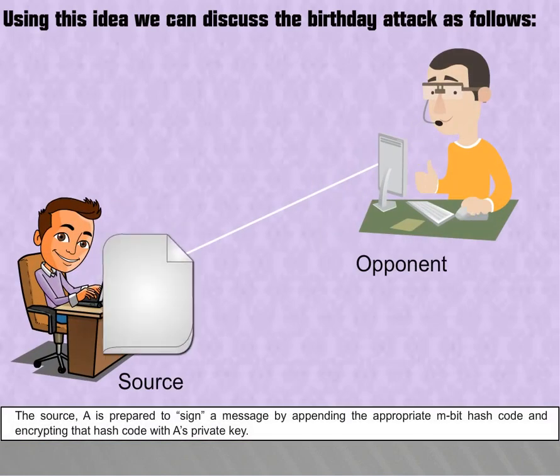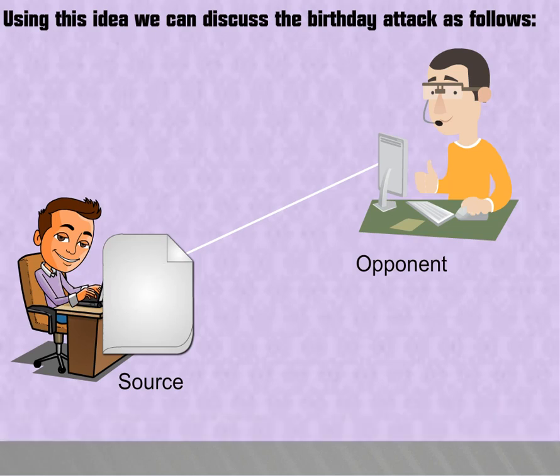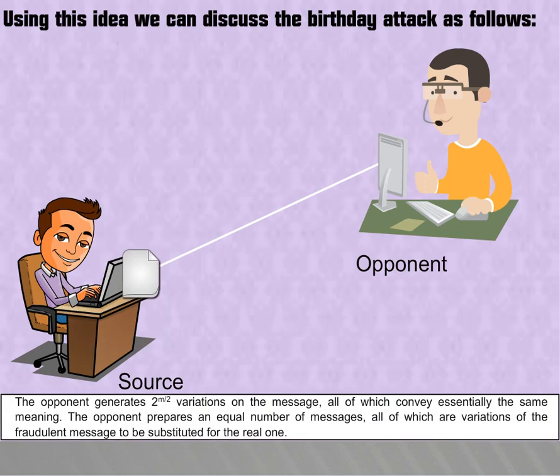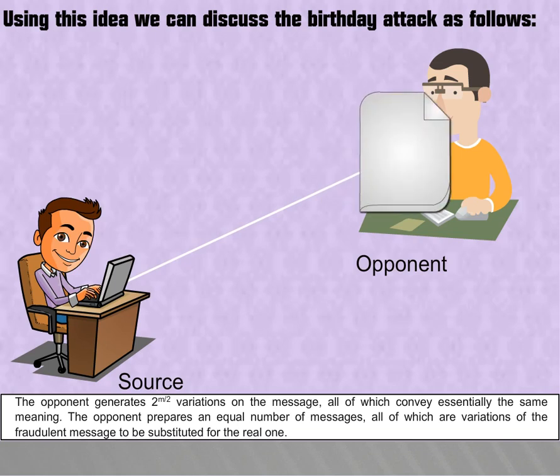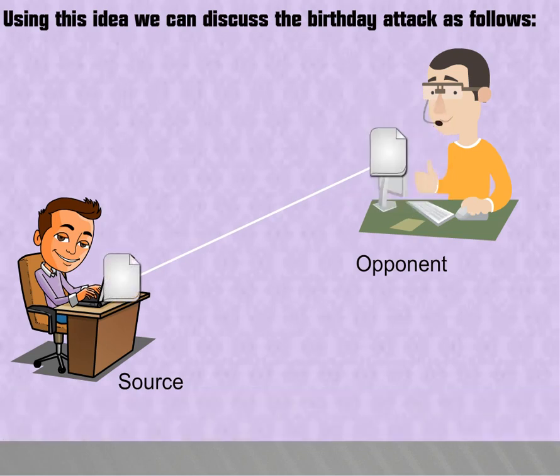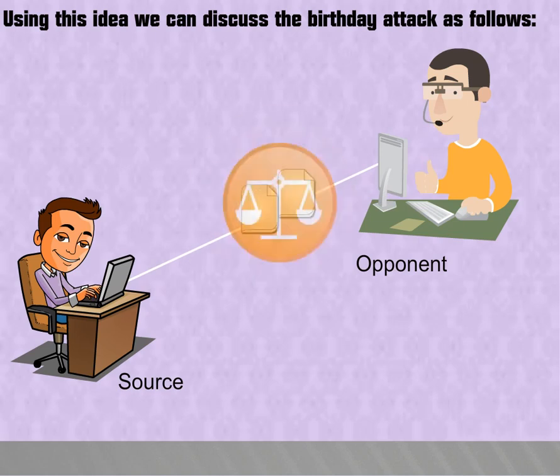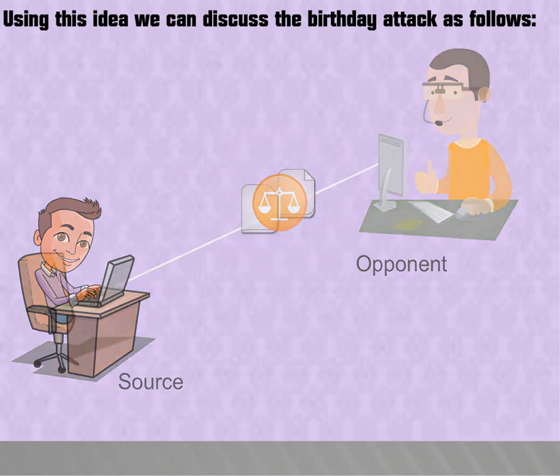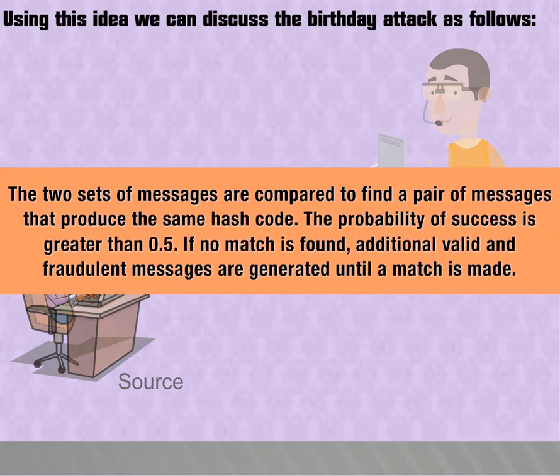The source A is prepared to sign a message by appending the appropriate m-bit hash code and encrypting that hash code with A's private key. The opponent generates 2^(m/2) variations on the message, all of which convey essentially the same meaning. The opponent prepares an equal number of messages, all of which are variations of the fraudulent message, to be substituted for the real one. The two sets of messages are compared to find a pair of messages that produce the same hash code.